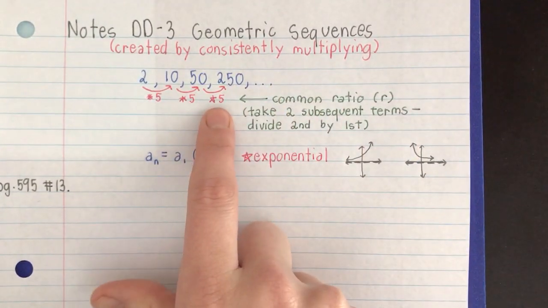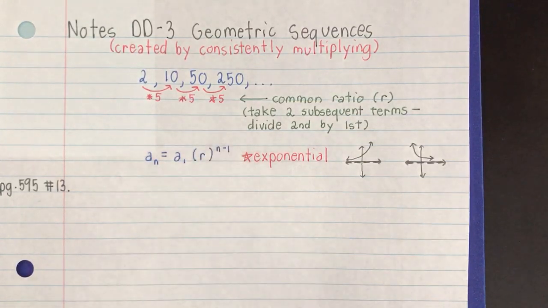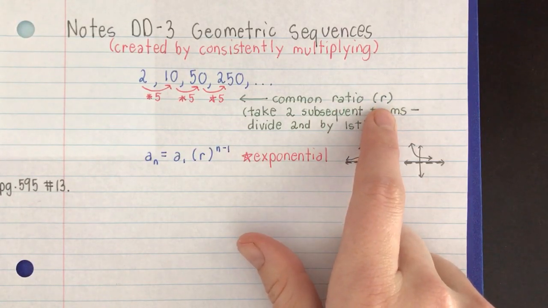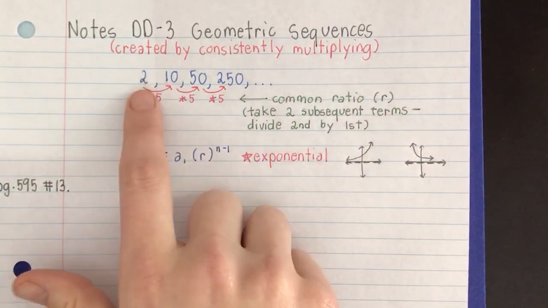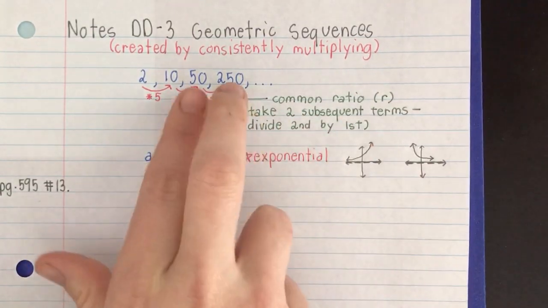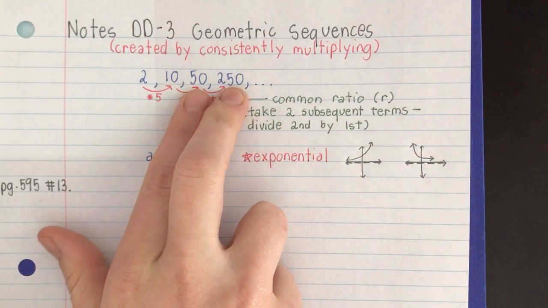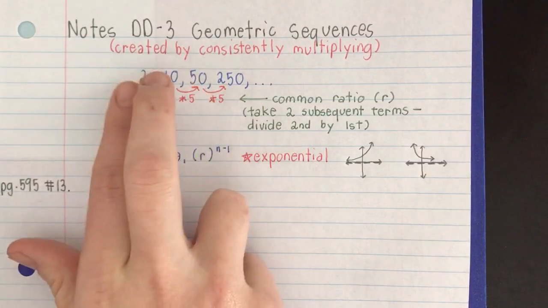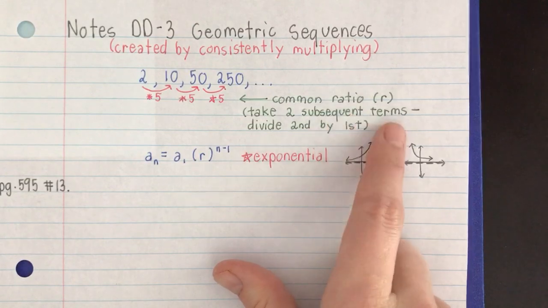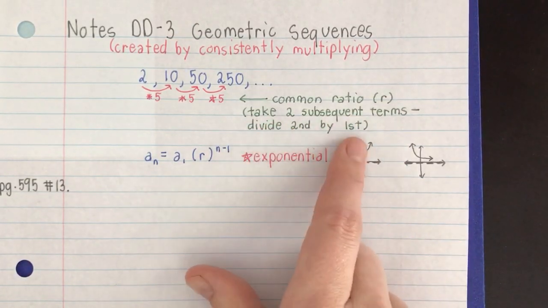That 5, what you're multiplying by to get to the next term, is called the common ratio, or in other words, r. So how do you find r if it's not so obvious? You would take two subsequent terms, meaning terms right next to each other, like 50 and 250, or 10 and 50, or 2 and 10, and you would divide the second by the first.